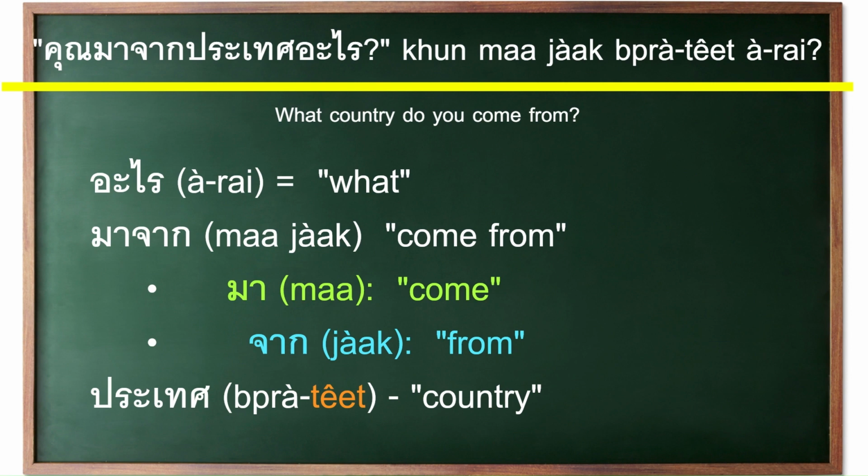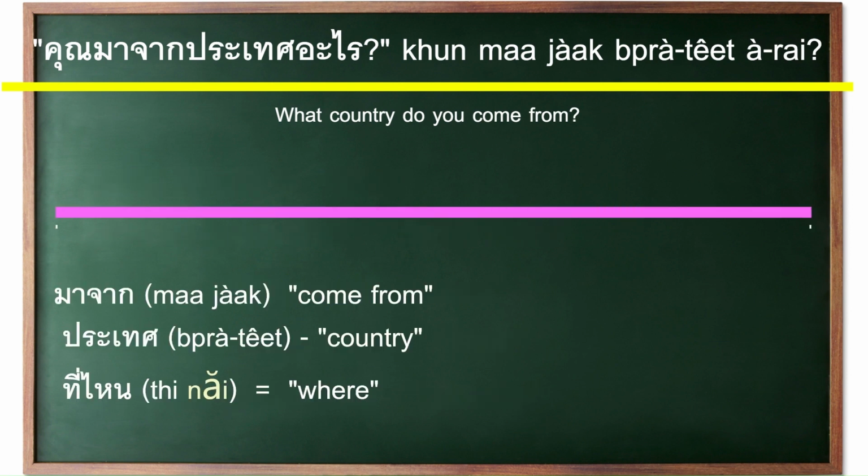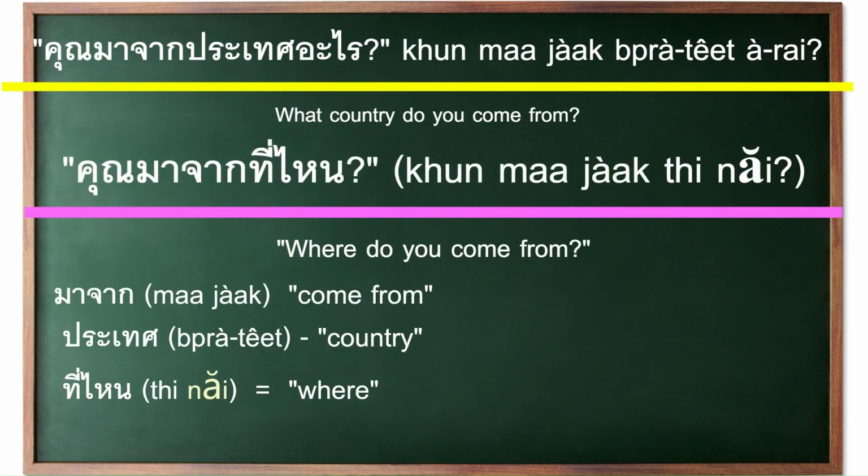When combined, ประเทศ specifically means country or nation. It's used to refer to countries in the sense of distinct national entities. This phrase is quite formal and is specifically asking for the country of origin. A casual alternative, you might also say, คุณมาจากที่ไหน. Where do you come from?